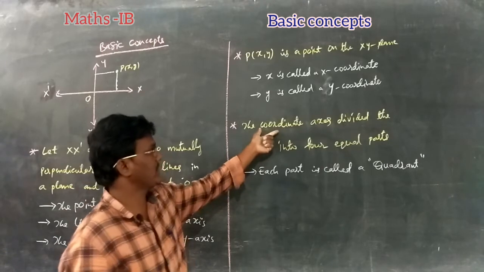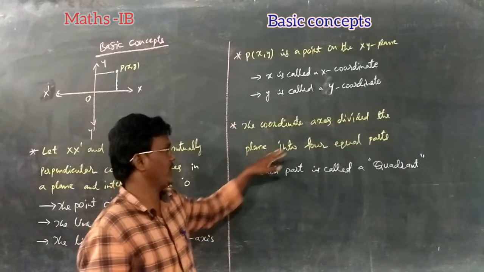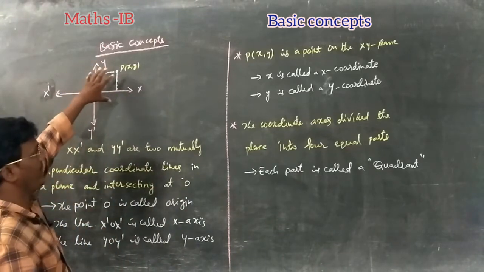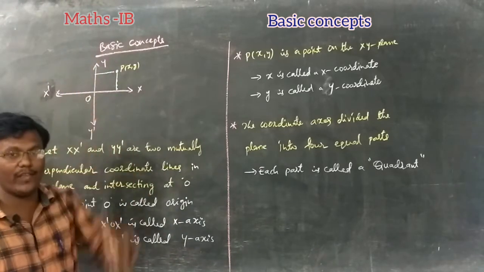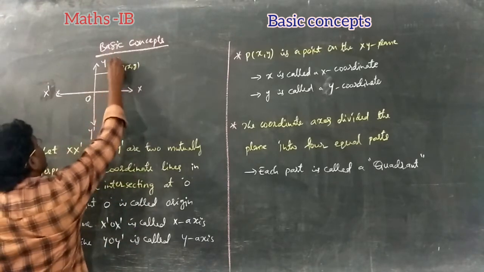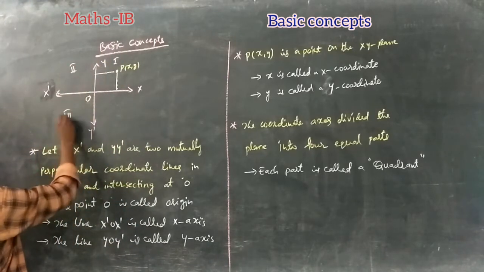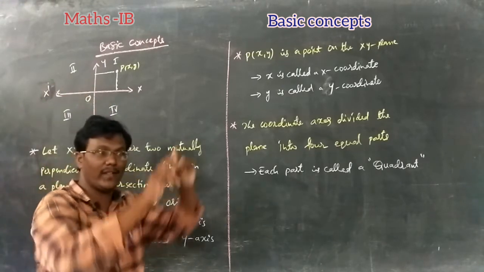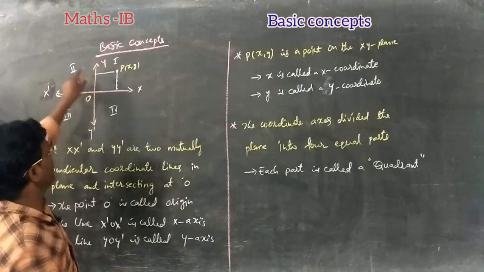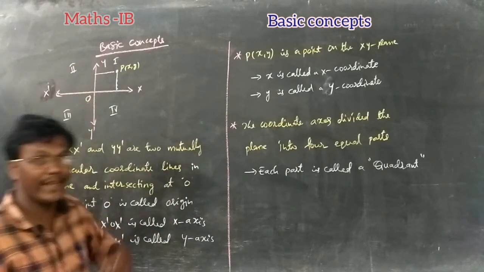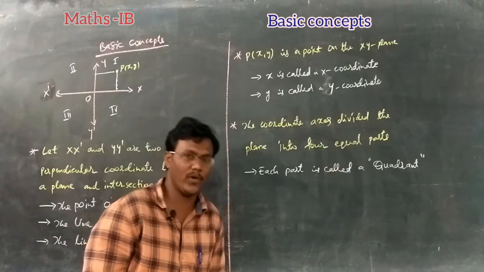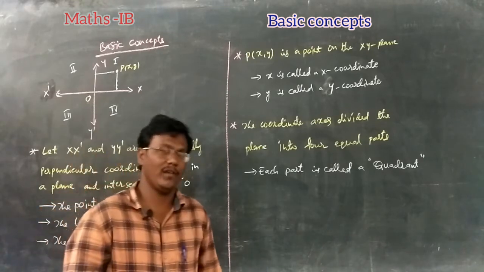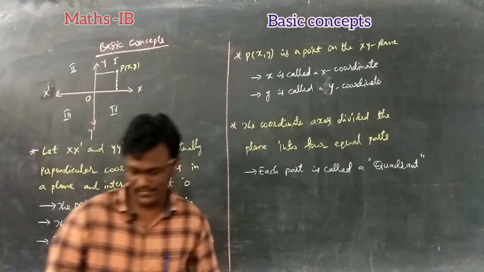The coordinate axis divides the plane into 4 equal parts. Means, this is the coordinate axis that divides the plane into 4 equal parts. So this is part 1, this is part 2, this is part 3, and this is part 4. So the coordinate axis divides the plane. This is the total plane, and that plane is divided into 4 parts. So each part is called a quadrant.